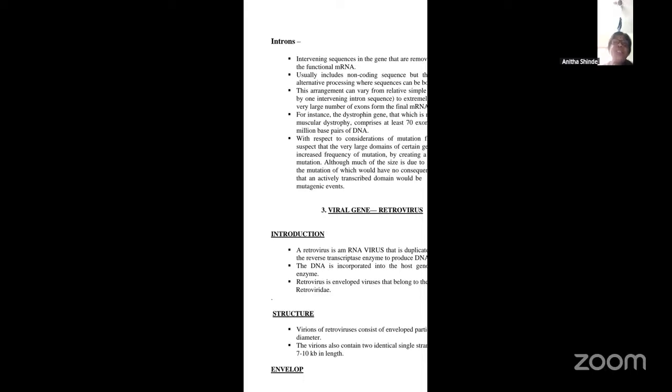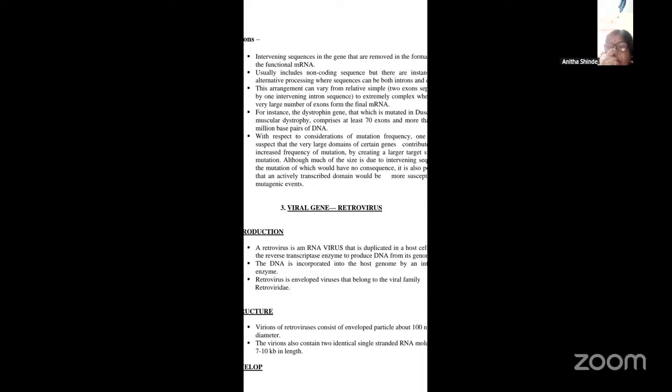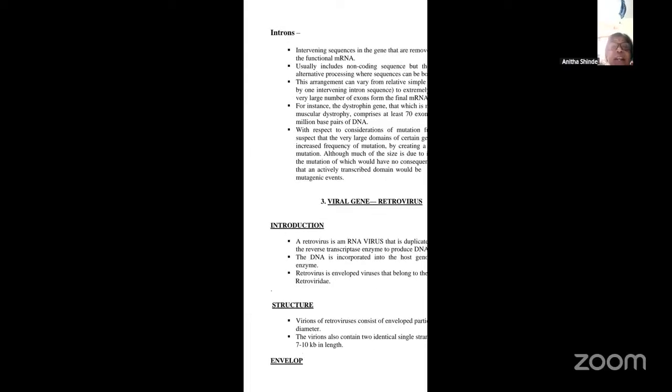Okay. Now next is coming to the viral gene. Viral genes are the genes which are present in the viruses. Retrovirus, say for example. So if you talk about the retrovirus, what is it? It is an RNA virus.